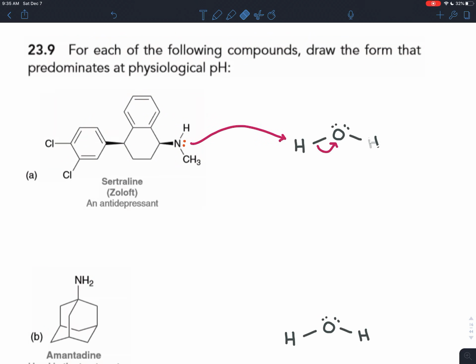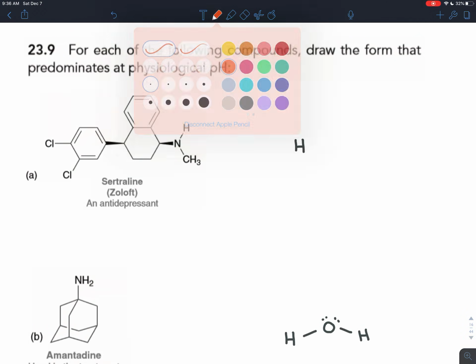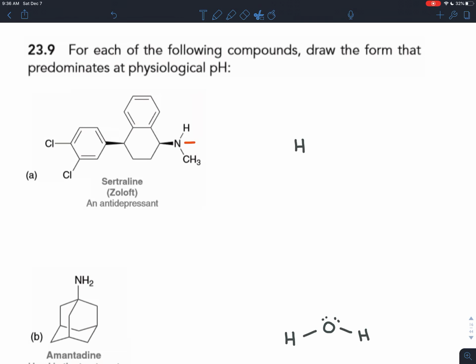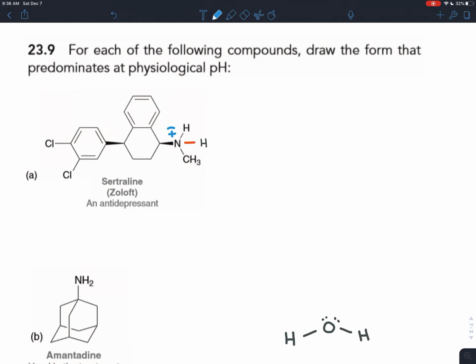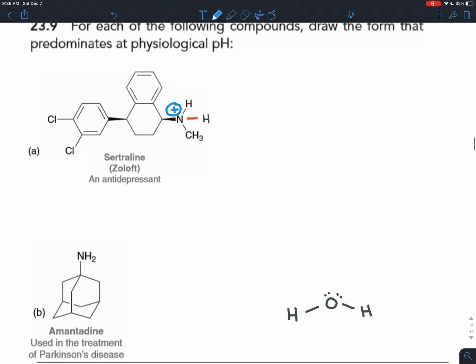Now you don't have to draw the mechanism here, I'm just drawing it in. I'm going to erase the rest of that. That OH would go away, and this ends up forming a bond to that hydrogen. Now, whenever nitrogen has 4 bonds, it has a full positive charge, and so we create that here.